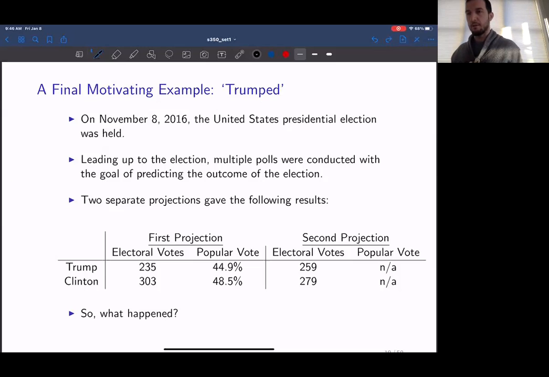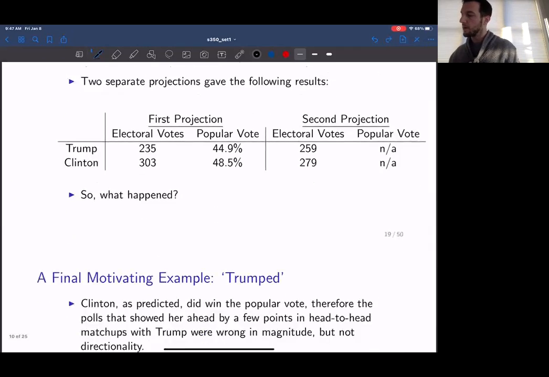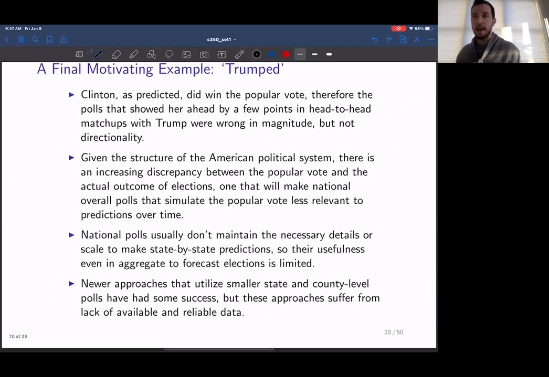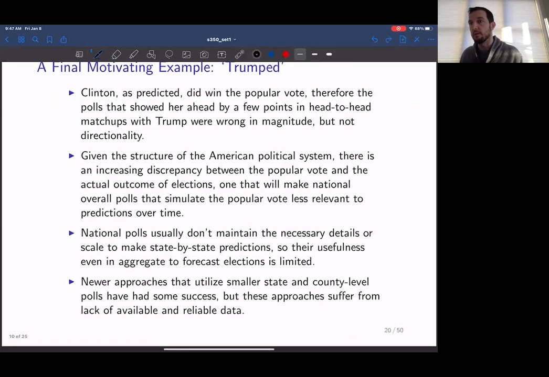Okay, so you can see that in both of these projections, Hillary Clinton was winning the electoral vote, and she was also winning the popular vote. Now, in the end, she did actually win the popular vote. So that was the correct projection.